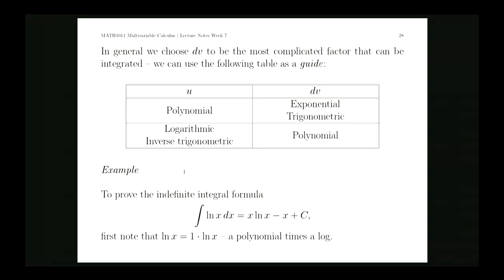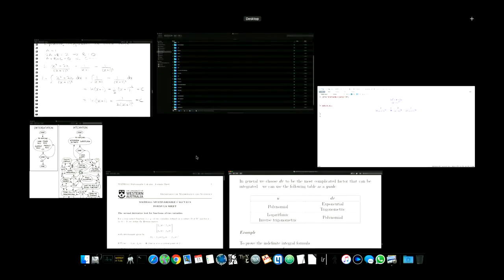If you have an exponential times a trig, this table's telling you it makes no difference which part you let equal u and dv. If you have a log times an inverse trig, it makes no difference. Now, exponentials times logs or trigs times inverse trigs can't be done. Right? Those ones are really hard. Right? So, let's actually try one.